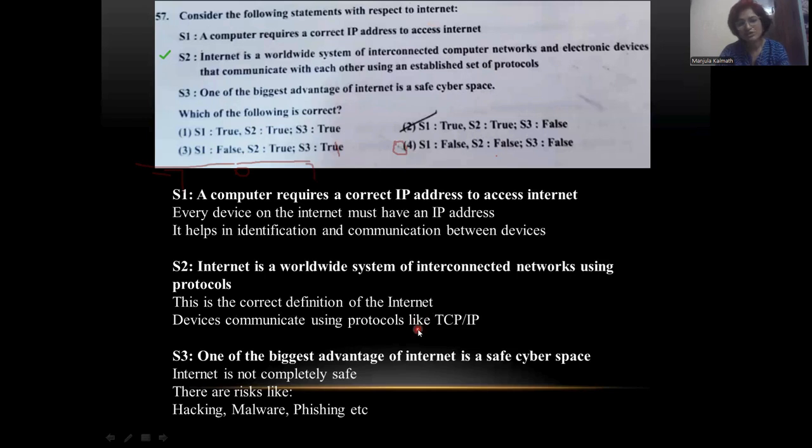Devices communicate using protocols like TCP/IP. TCP is Transmission Control Protocol, and IP is Internet Protocol. Both are very required. Both are different protocols used to connect multiple systems here. So the correct option for this one is that S1 and S2 are true, but S3 is false.